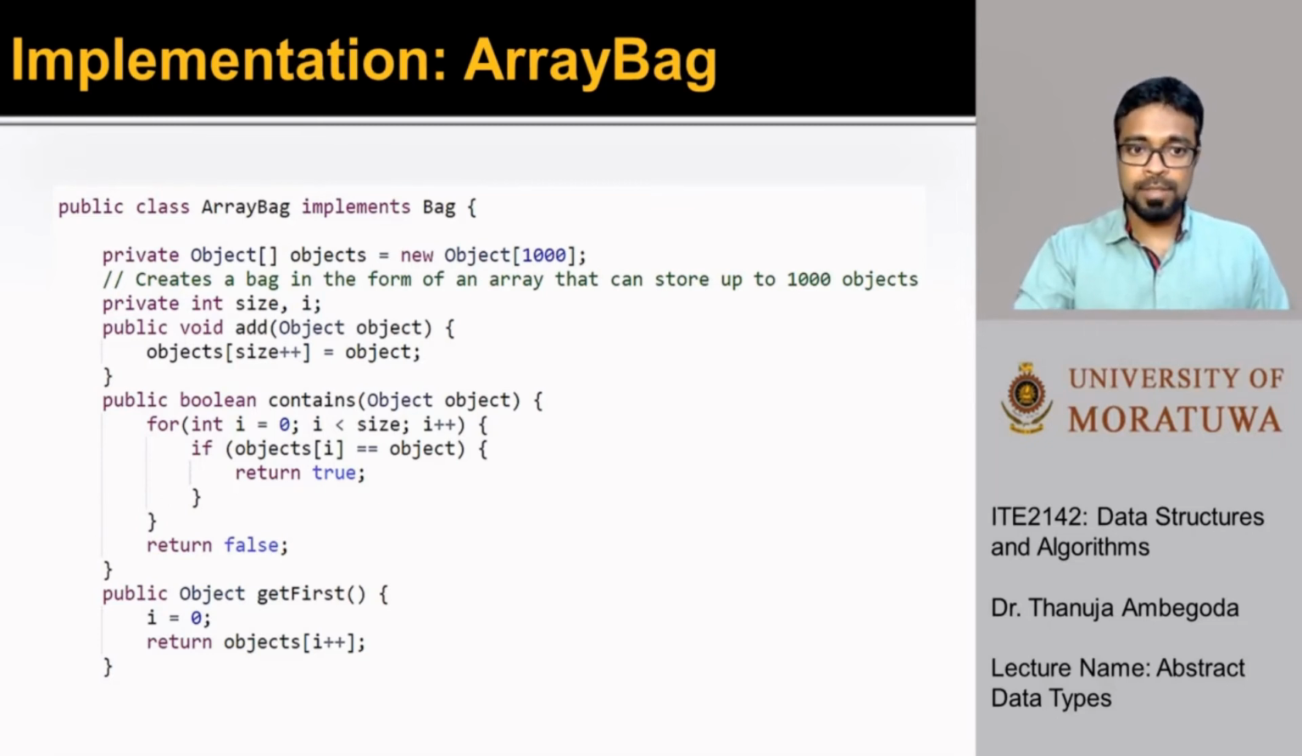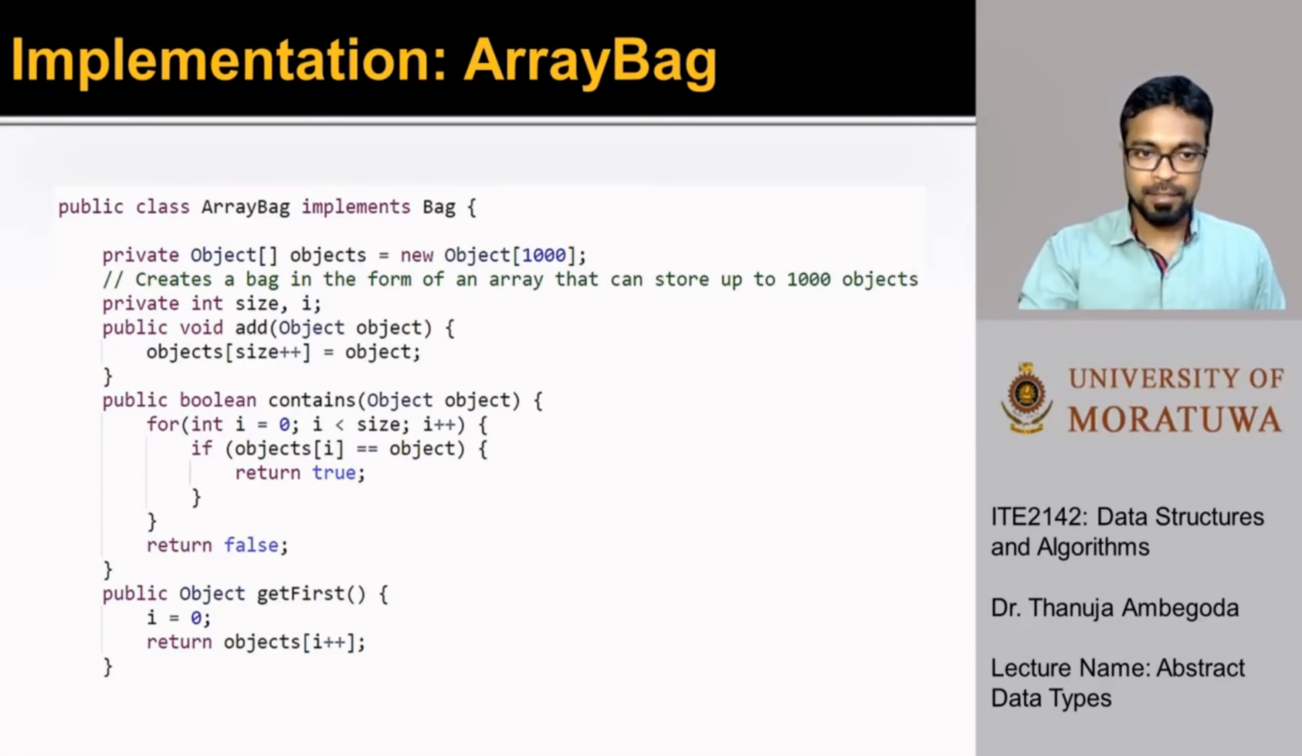Next, you'll see there are a few methods defined. For example, public void add. This is the add object method, so the argument is an object. Basically, it takes the object as an argument and places it inside the objects array at the current element plus 1 position of the array. And then it increments the size variable.